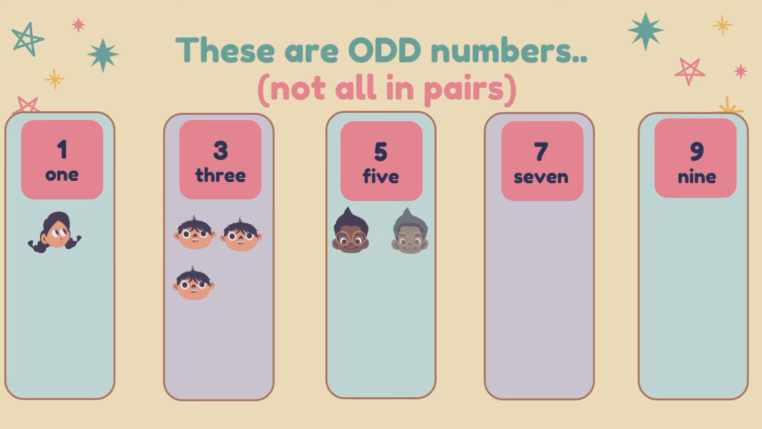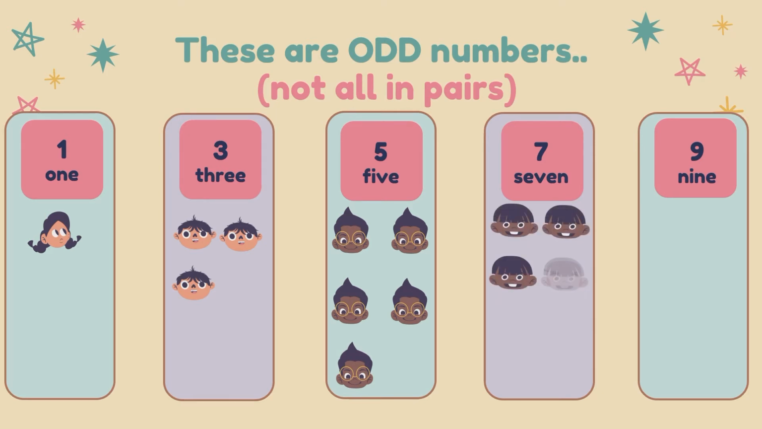How about 5? Pair. Pair. And no pair. 7. 1, 2, 3, 4, 5, 6, 7. Pair, pair, pair, and no pair.